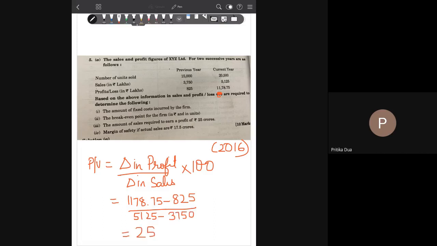So 25.73% would be your PV ratio. Now start solving the amount of fixed cost incurred by the firm. Attempt this part.